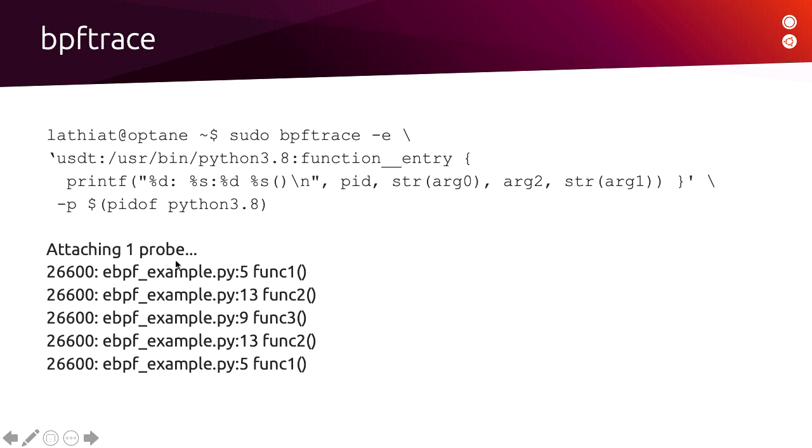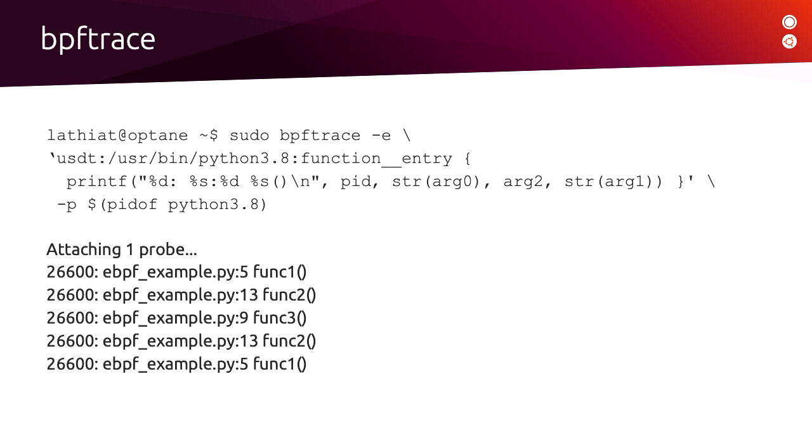So I ran this probe, and I didn't have to modify Python, except that it needs to be a new enough version with this feature enabled. Again, right now, that's only in the Ubuntu 19.10 development release. But then I get this trace output. Now, in this simple example, we're just outputting text.